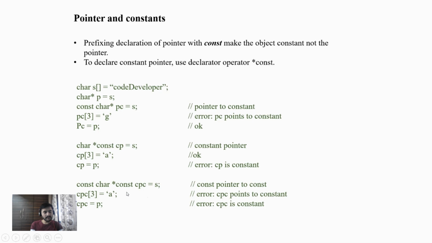The simplest way to read this type of notation is to read from right to left. If you consider the first example, PC is a pointer to character constant. If you read the second example, here CP is a constant pointer to character. That way it is easier to understand. And the last example, CPC is a constant pointer to character constant. Yeah, that's how we create a constant pointer.